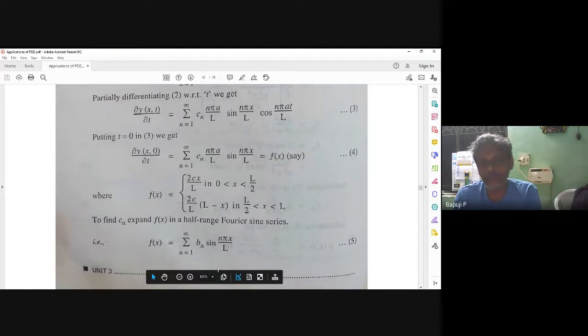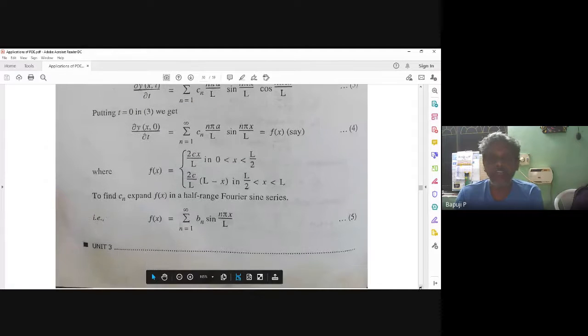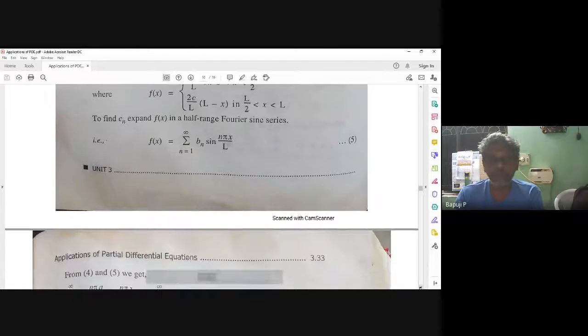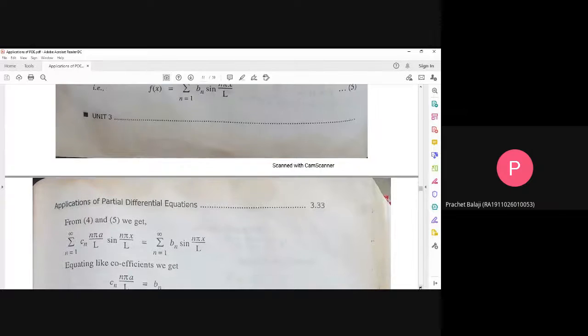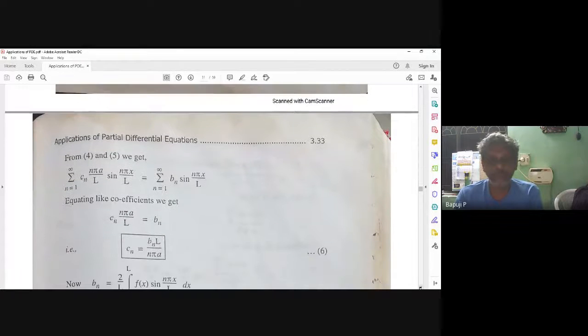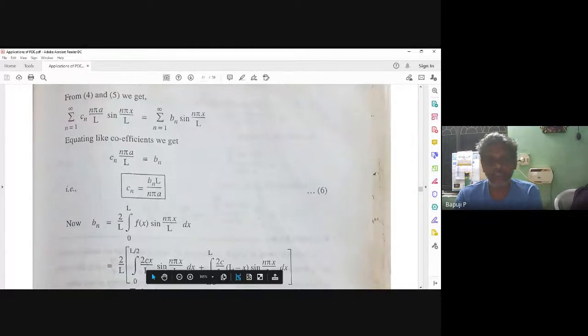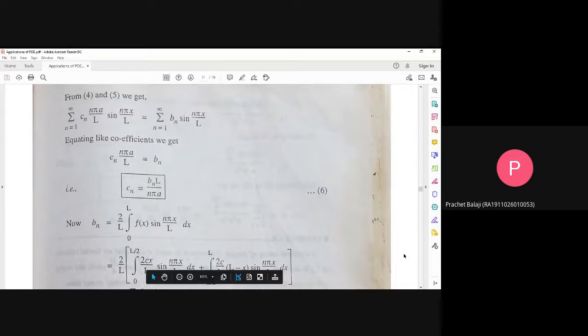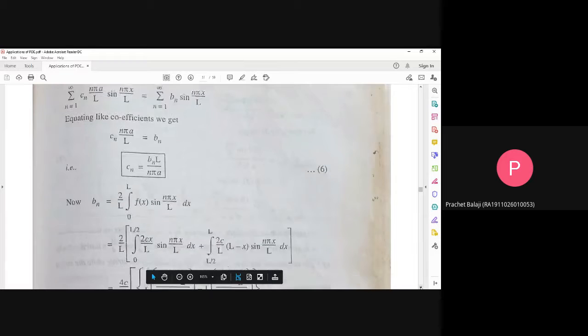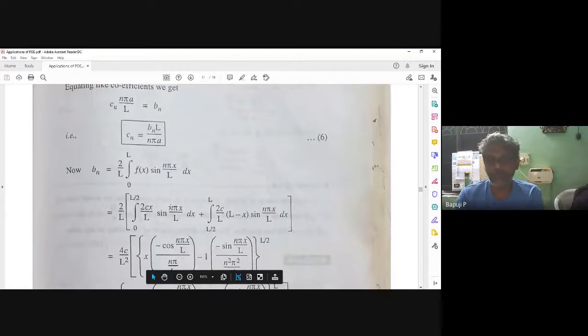So my solution is this, my function actually. I'm expecting this function, so whatever we do, then I will find out what my bn is. These are all normal conditions. You know bn is 2/L, integrate from 0 to L/2 this term, and from L/2 to L this term.